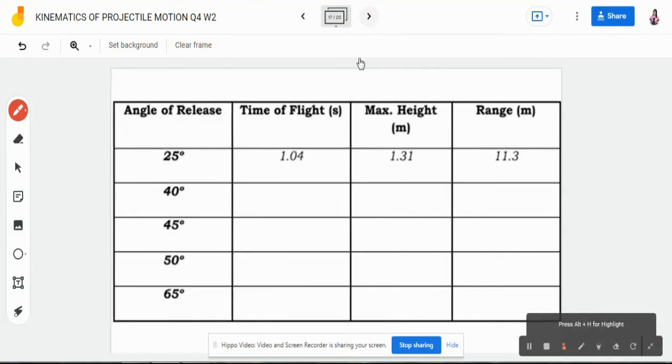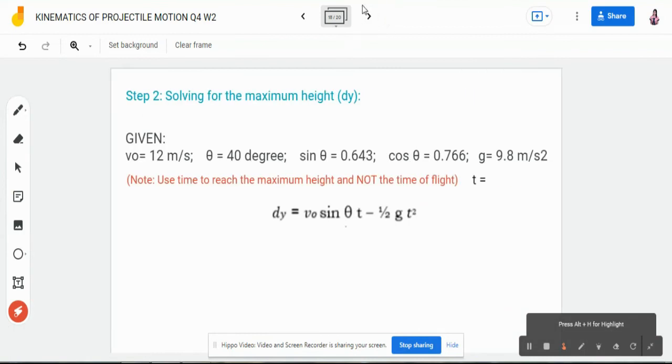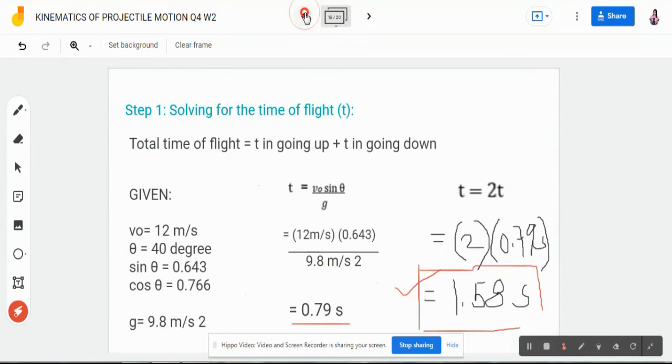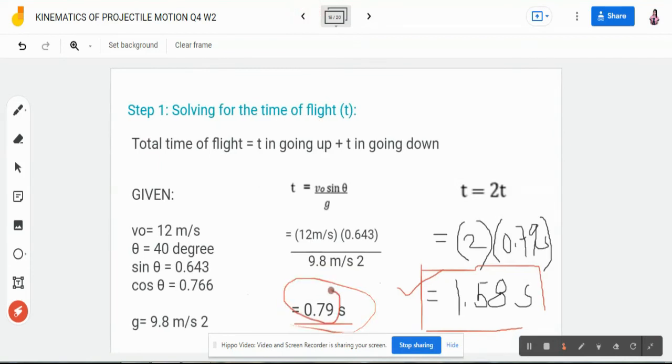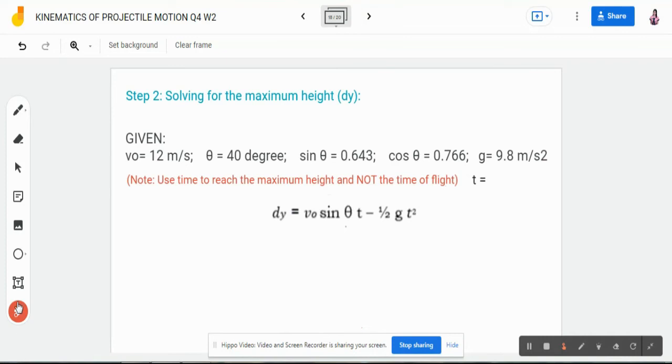On the next step naman, lagay natin 1.58. Next naman, hanapin natin si maximum height. So, next step, solving for the maximum height. So, once again, ang gagamitin natin ditong time is the time to reach the maximum height at hindi yung total time of flight. So, ano ba yung nakalkulate natin kanina? Ito yun. Ito yung time to reach the maximum height. So, ito yung gagamitin natin dito, 0.79 seconds.